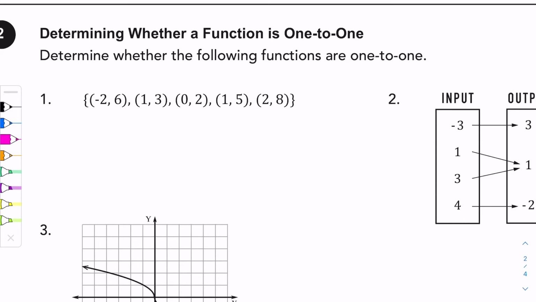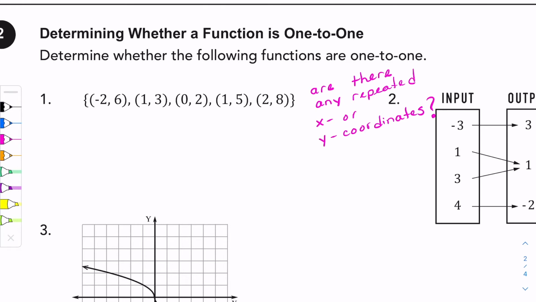So always check or think to yourself, are there any repeated x or y coordinates? If there are repeated x or y coordinates, then this is not a one-to-one function. If they are all unique, meaning they all are different, then yes, this would be a one-to-one function.